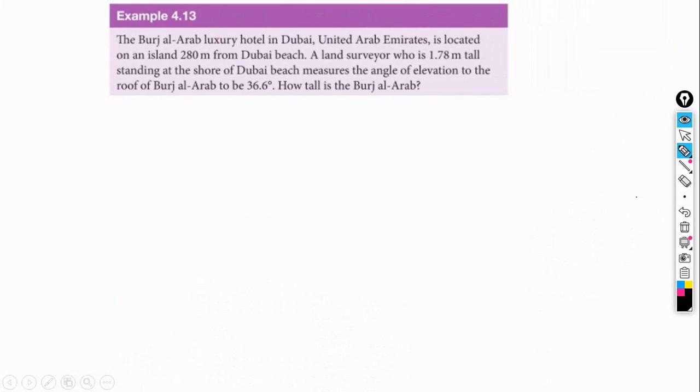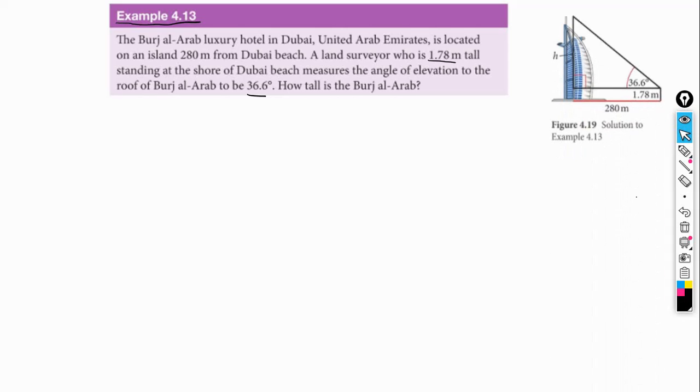Okay, so now let's continue with example 4.13. And it says, the Burj Al Arab luxury hotel in Dubai, United Arab Emirates, is located on an island 280 meters from Dubai Beach. A land surveyor who is 1.78 meters tall, standing at the shore of Dubai Beach, measures the angle of elevation to the roof of Burj Al Arab to be 36.6 degrees. How tall is the Burj Al Arab?